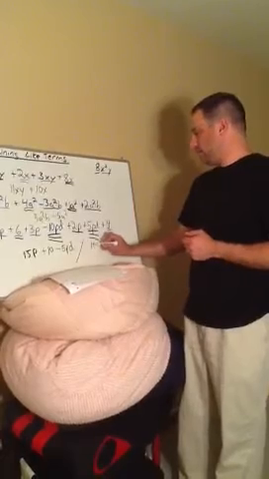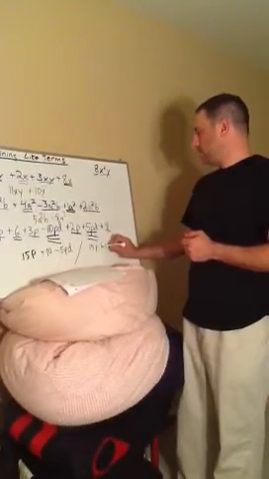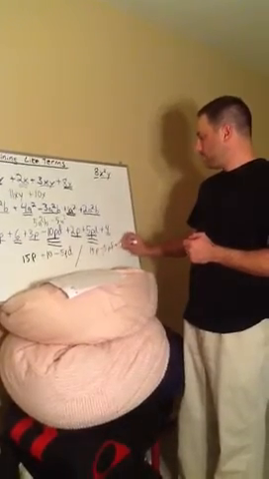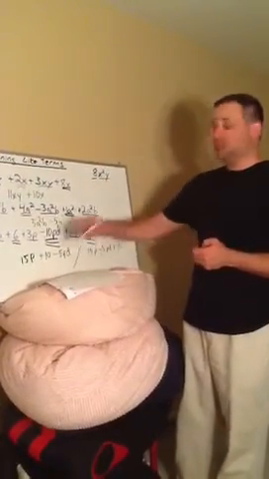Now you can write this another way if you wanted to. That could also be written as 15p plus, minus 5PD plus 10. Either one of these would be correct.